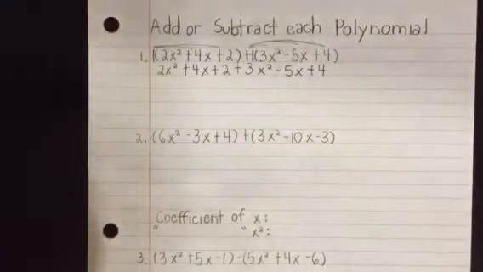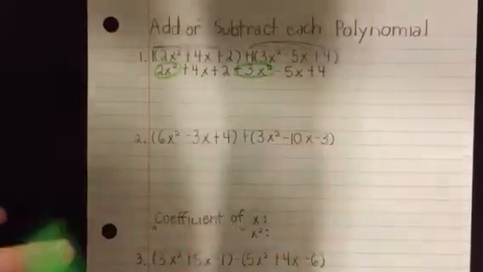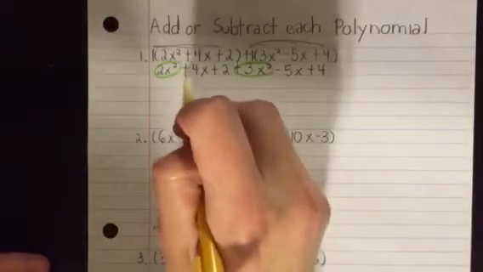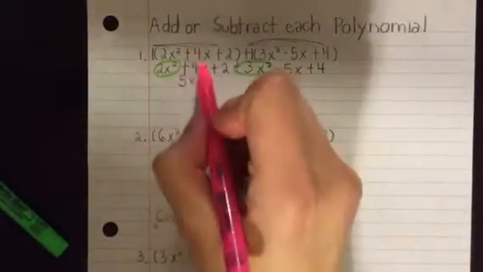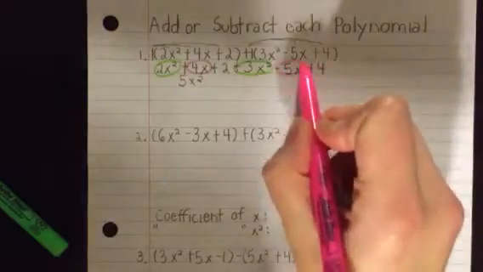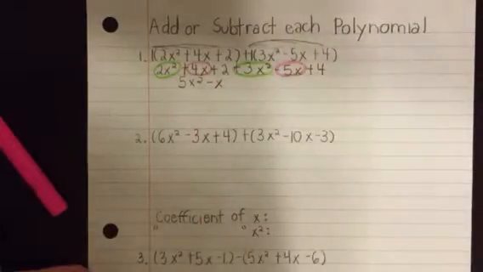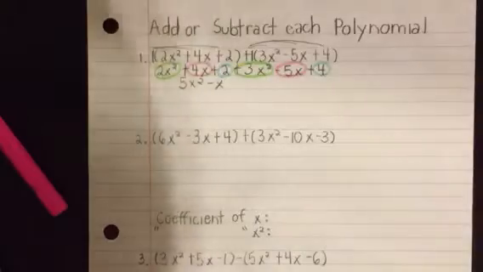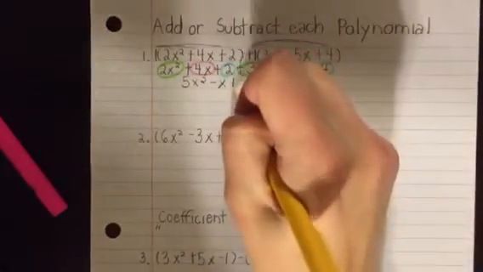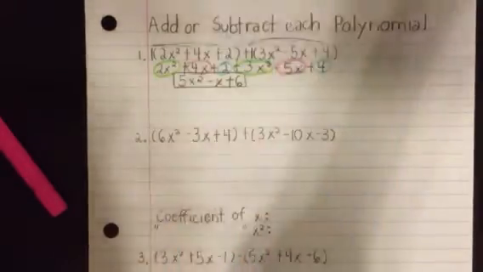Now, in order to add, I'm just going to combine like terms. So I've got 2x squared and positive 3x squared. So when I combine those, that's 5x squared. And then I've got 4x minus 5x. So when I combine that, that's negative x, and then last but not least, I've got 2 plus 4. So that's going to become 6. That is all I can do with that problem, so I'm done. I'm going to box it.